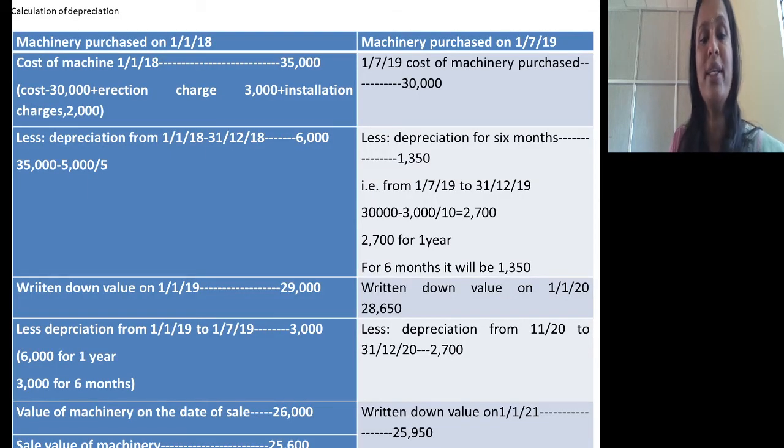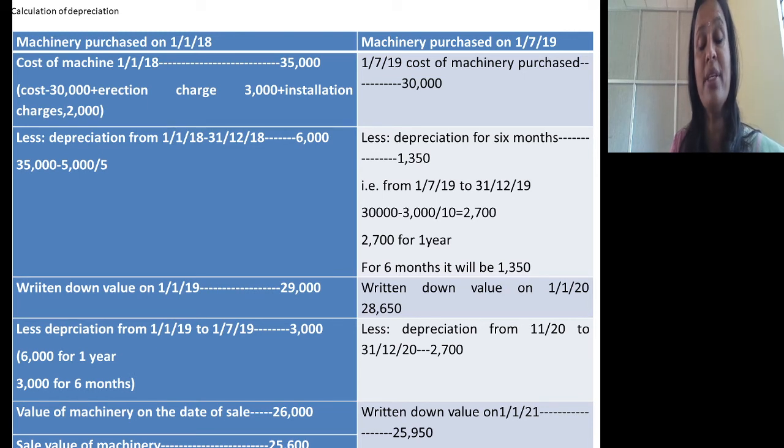See, just look at the note I prepared to calculate depreciation. I bifurcated the note into two parts. One for the machinery which was purchased on 1/1/2018. The other for the one which was purchased on 1/7/2019. Cost of the machinery is 35,000. Erection charges added, installation charges added. So less depreciation, it will be with us the full year. 35,000 minus scrap value divided by useful lifetime is 6,000. Written down value will become 29,000. Less depreciation.